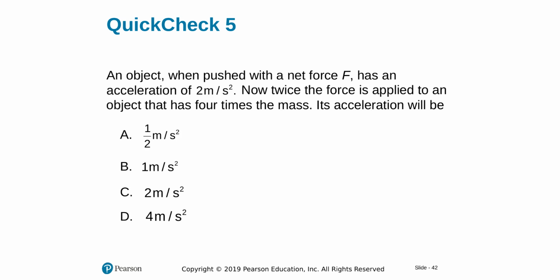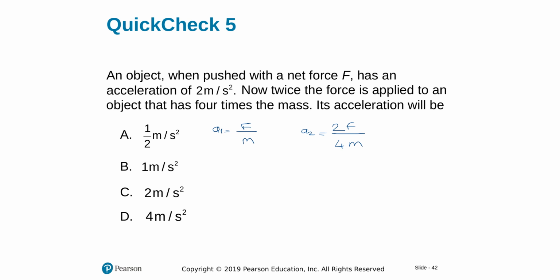Another one. An object when pushed with a net force F has an acceleration of 2 meters per second squared. Now twice the force is applied to an object that has 4 times the mass. Its acceleration will be, this is a little bit more challenging, both force and the mass change. So I'm going to write the equation here. a1 will be F over m, and now a2 will be, let's read it, twice the force, 2F, over 4 times the mass, 4m. I want to write these now to see.